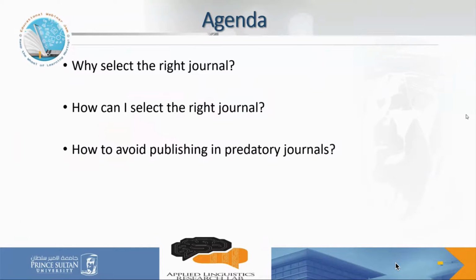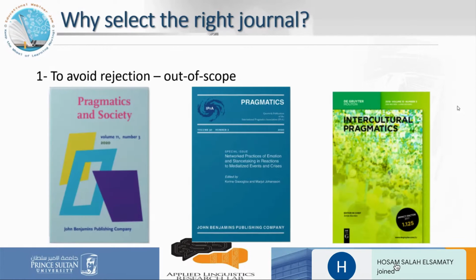So today I will try to talk about three parts. First, why select the right journal? Why is this very important? How can I select the right journal? And then how to avoid publishing in predatory journals.